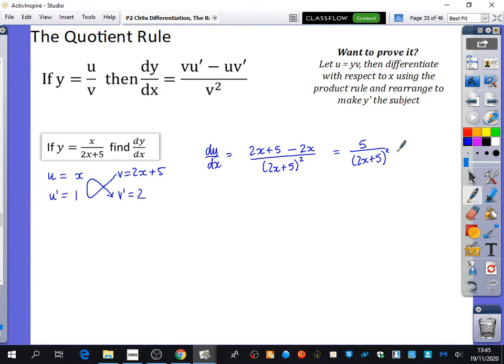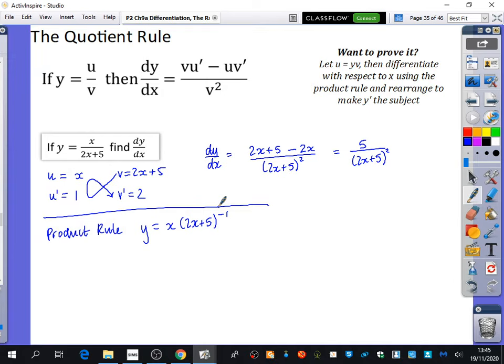Did we need the quotient rule to do this? Could we have done this in a different way? We could have done it with the product rule. I'll give you a chance to write this down first of all. Good. We could have used the product rule. And we could have said that y was equal to x times 2x plus 5 to the minus 1. Because that's the same thing, right? The two bits that we've written here and here are the same thing. One of them is a quotient, one of them is a fraction, and the other one is a product.